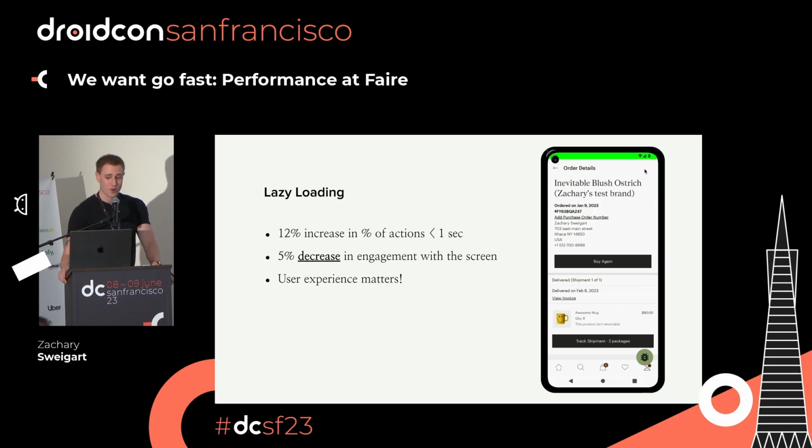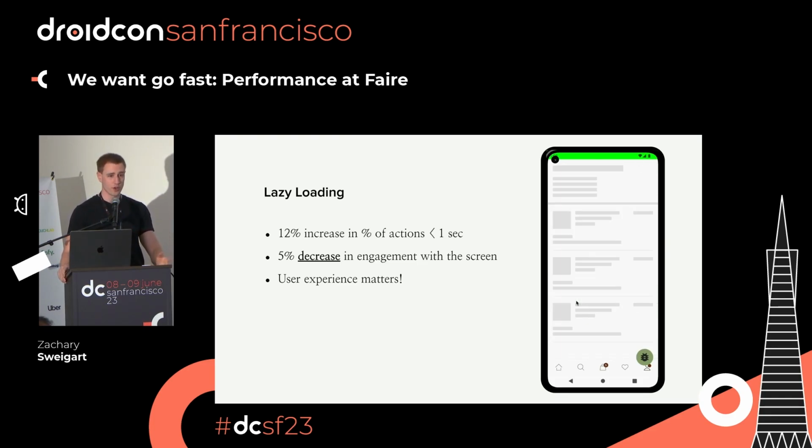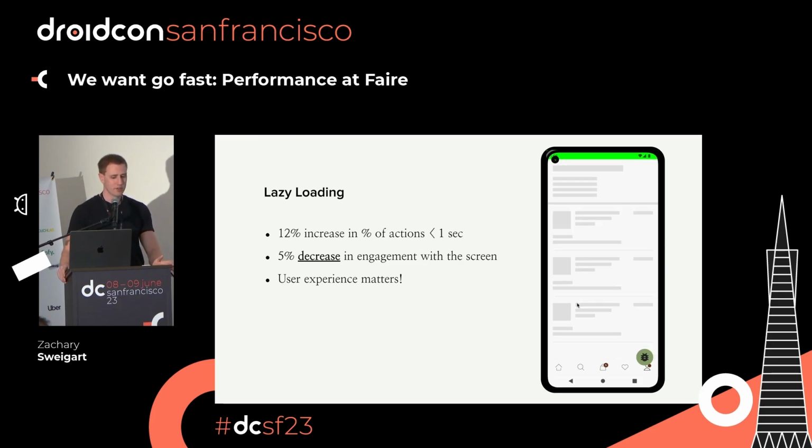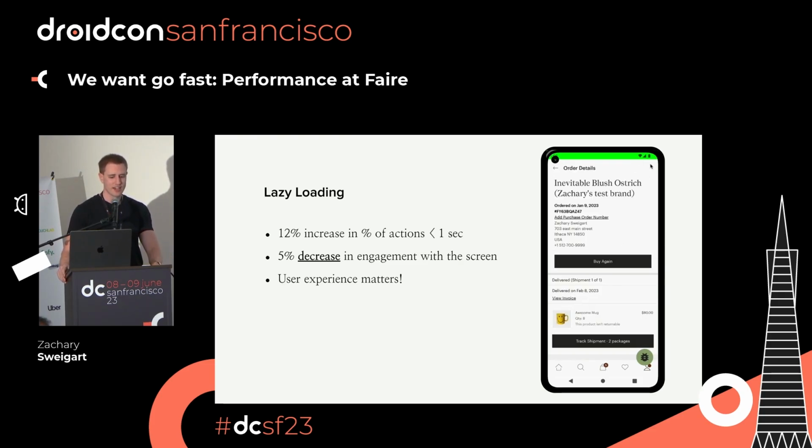So we tried this on our order details screen, and you can see in the upper corner here, the chat button loads in a little late, and there is also an upsell carousel that's slightly below the fold that you can't see. And those two things were the critical path streams, so we pushed them back to be lazy. And coincidentally, we found almost the exact same 12% increase in actions, but we saw a 5% decrease in engagement with the screen. So when you think about what you're going to lazily load, really think about user experience. You want to make sure that the important information is there for the user.